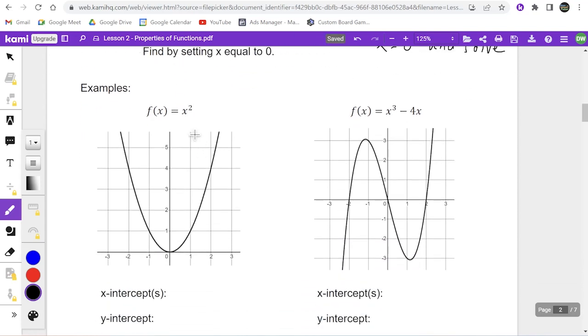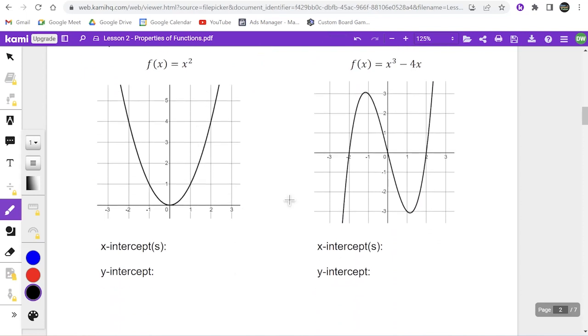For f of x equals x squared, we want to find the x and y intercepts. First of all, with the graph, you don't even need to do this strategy. Why? Because the x-intercept is where it crosses the x-axis, which I'm just going to highlight in blue here. If I ask you where the graph touches the blue line, you'd say it touches it at 0, and you'd be correct. So the x-intercept is at the coordinate point 0, 0. It's the origin.